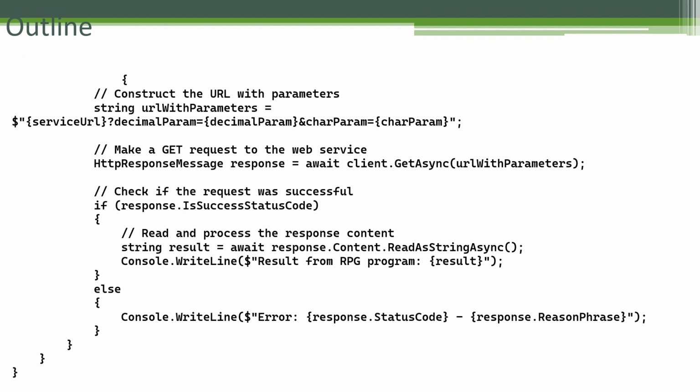Here we are seeing how to pass an array to an RPG program, and the result from the RPG program is character. How we are reading the result in the C# program.